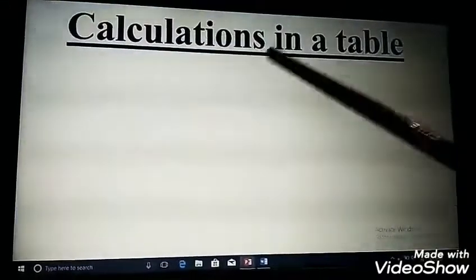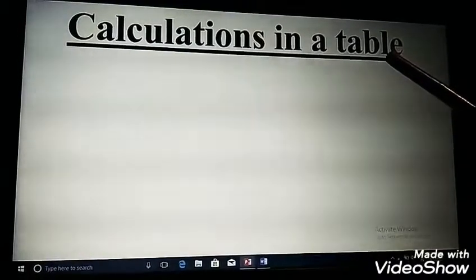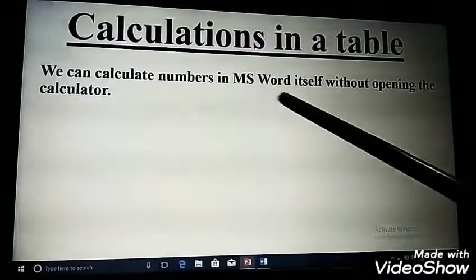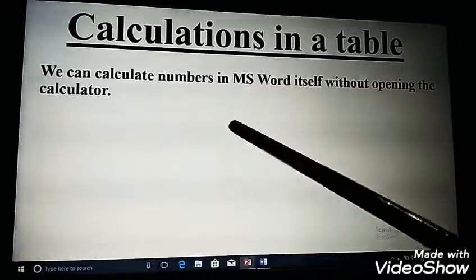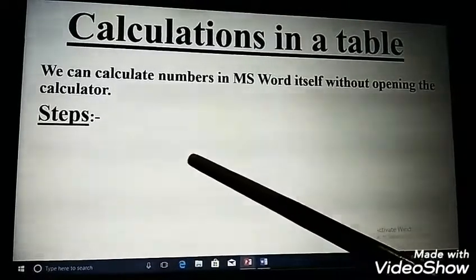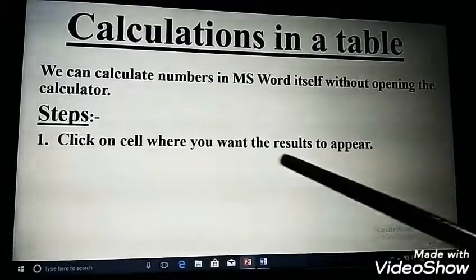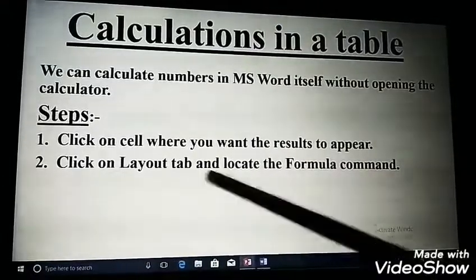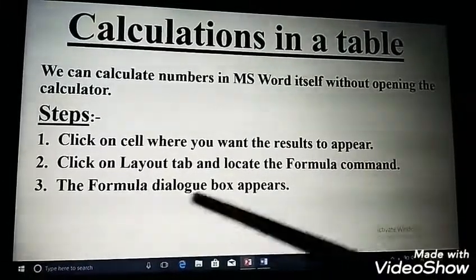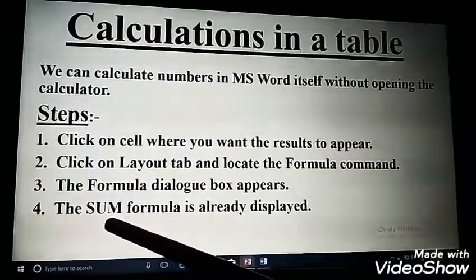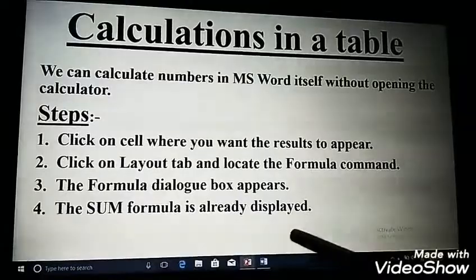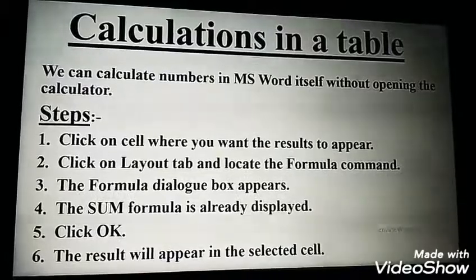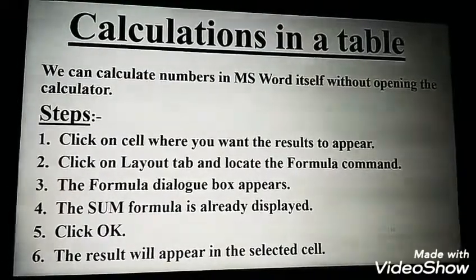Next is calculations in a table. Yes, we can do calculations in MS Word itself without opening a calculator. The steps to do that are: first, click on the cell where you want the results to appear. Second, click on the Layout tab and locate the Formula command. Then the Formula dialog box appears. The Sum formula is already displayed. And when you have done, click OK. The result will appear in the selected cell.